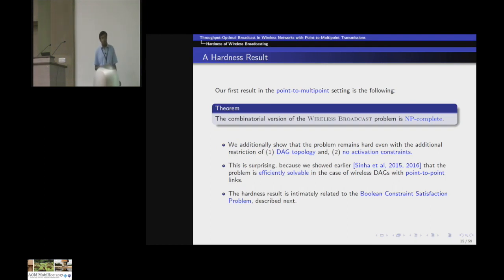And we additionally show that this problem remains hard even when we constrain the graph to be a directed acyclic graph, and even when there is no activation constraint. That is, at a given time slot, all the nodes can be activated simultaneously. Okay, so this is surprising.